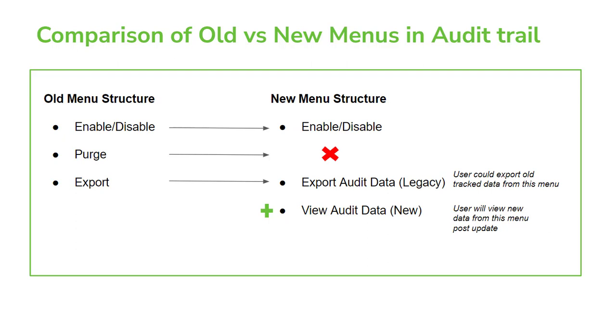Export Audit Data Legacy is nothing but a renamed menu for the existing export menu. All the tracked data before this version update, that is 12.17.2, can be found here and there is no change in the functionality from the old export option. View Audit Data New, as the name suggests, is the new menu which will contain all the tracked data after this version update. The enhancements that we are discussing now are applicable for this new menu.